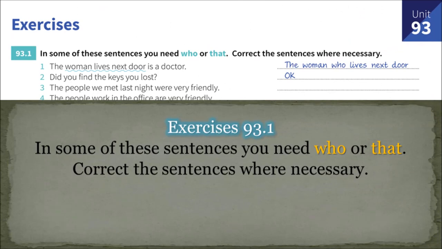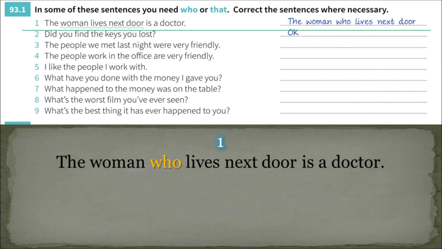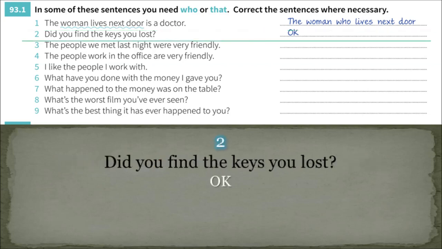Exercises 93.1. In some of these sentences, you need who or that. Correct the sentences where necessary. The woman who lives next door is a doctor. Did you find the keys you lost?